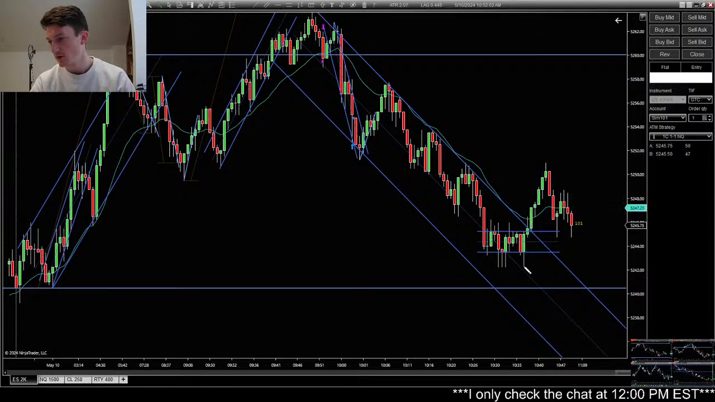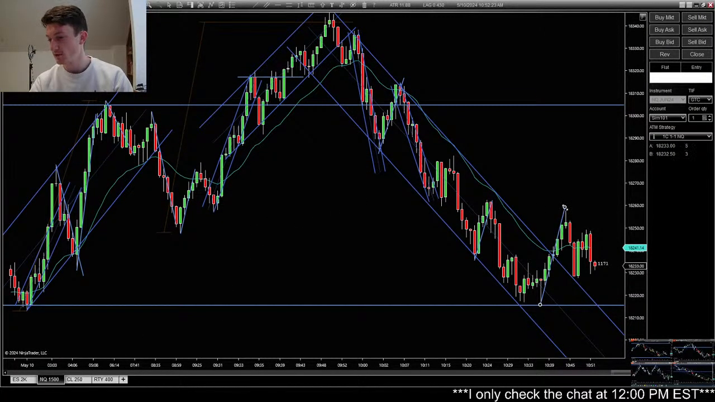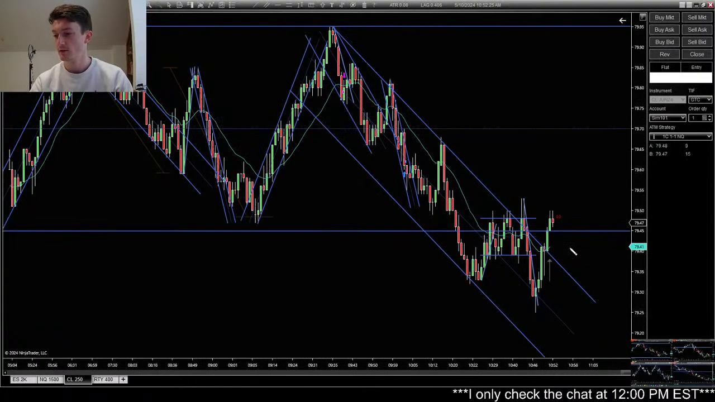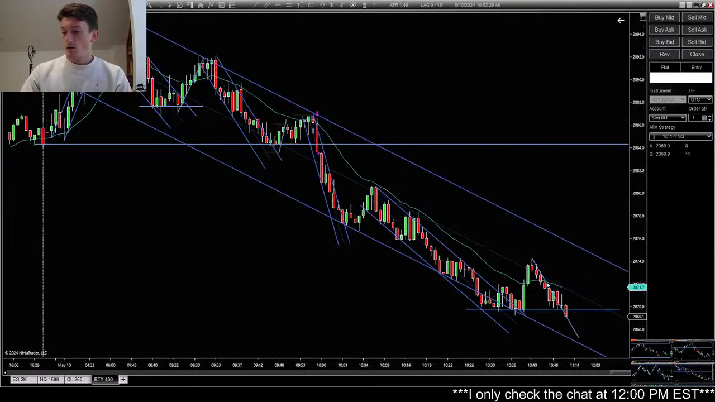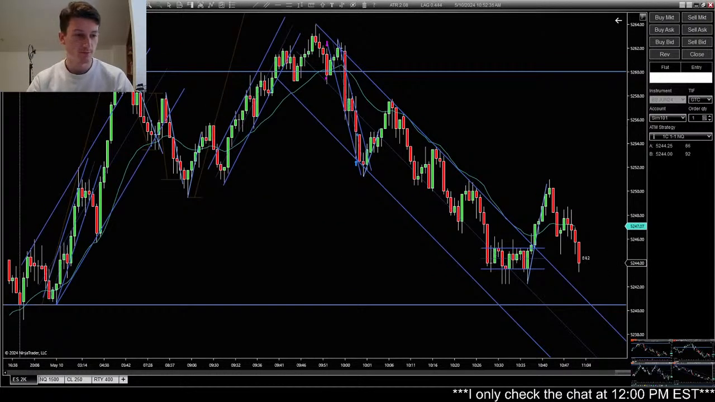Oops, I didn't mean to do that. So, legs up, two legs down, moving towards that break a new low on both of these, I believe. Same with the NQ. So possible long entry coming up on these ones. Yeah, for sure.